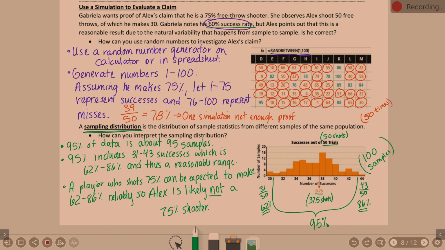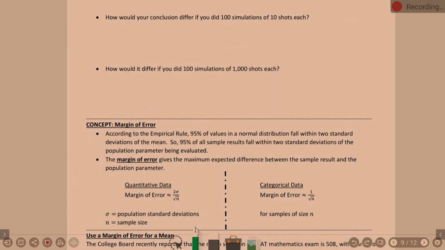Okay. What did we do right here? 100 samples, 50 shots. When I said samples here, this is another way to say simulations, right? So this was 100 simulations of 50 shots each. The question is asking, how would it differ if it was 100 simulations but 10 shots each? You wouldn't have enough data for each to make a reasonable claim.